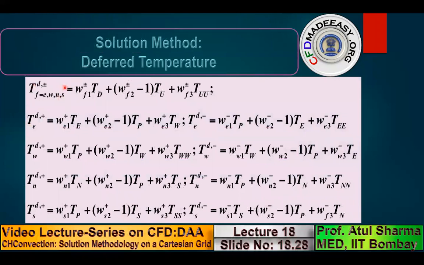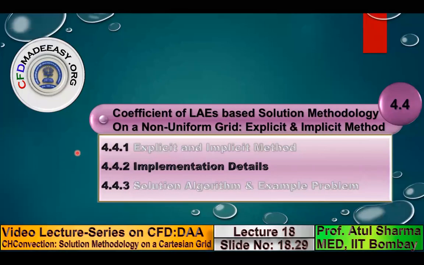So as I mentioned, if you see this expression for the deferred temperature, there is only a -1 which comes with W2, because T deferred is the expression of any advection scheme minus the first order upwind scheme. That's why with the upwind term, you always have a -1. This is the expression for T deferred that I had presented. More detail can be found in the companion textbook. So with this, I completed the explicit and implicit methods for the coefficient of linear equation based solution methodology.